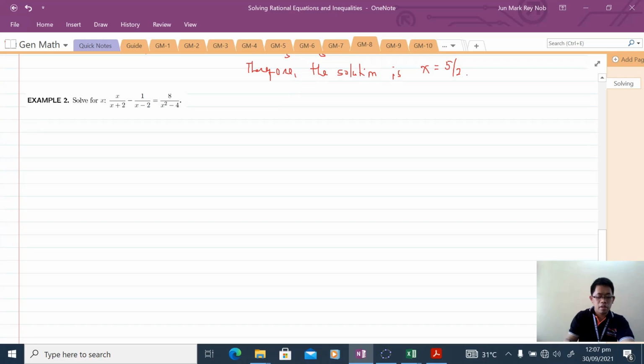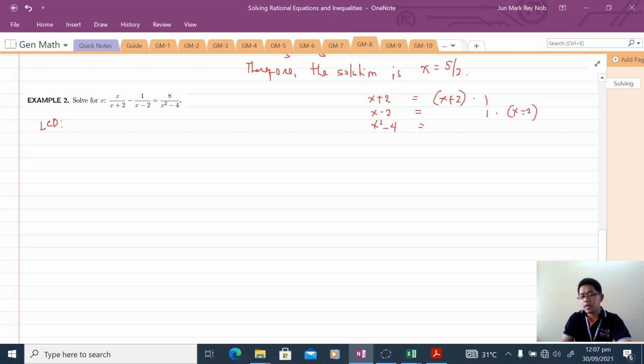So the first thing again is to find the LCD. Just to illustrate once again, let's write the denominators: x plus 2, x minus 2, and x squared minus 4. The factors of x plus 2 are x plus 2 and 1, because x plus 2 times 1 is x plus 2. The factors of x minus 2 are x minus 2 times 1, or 1 times x minus 2.